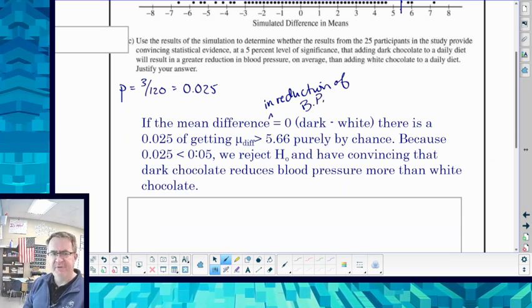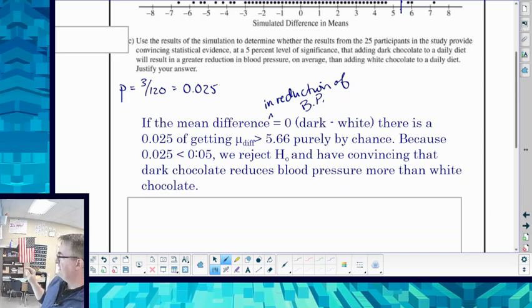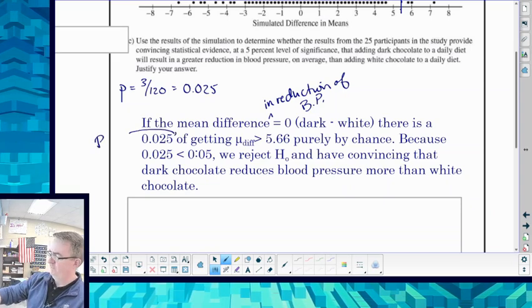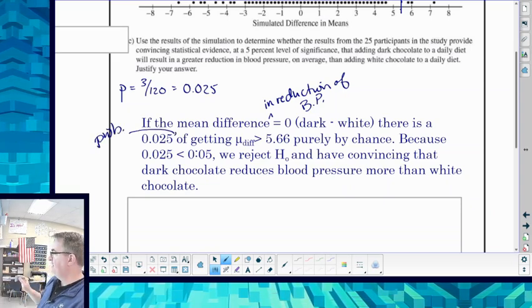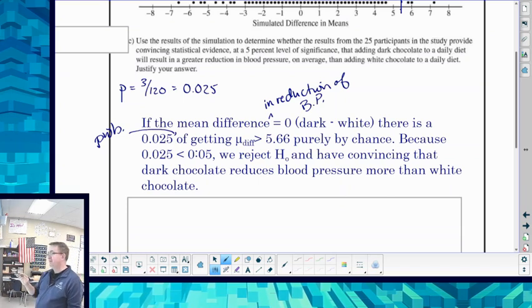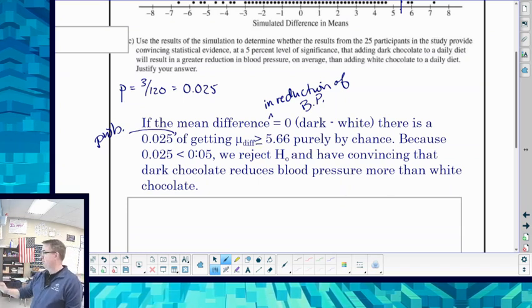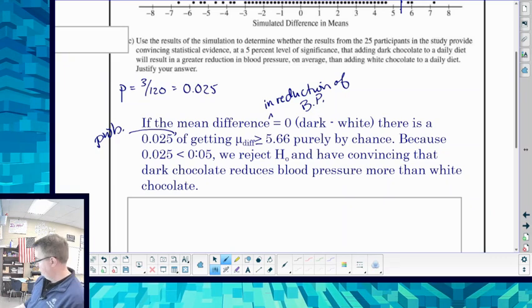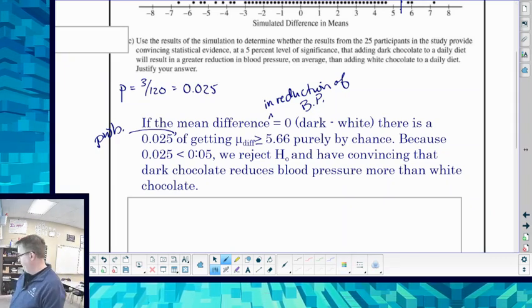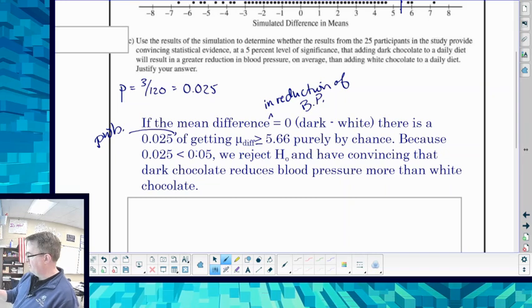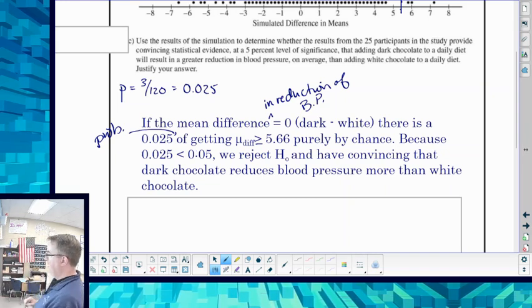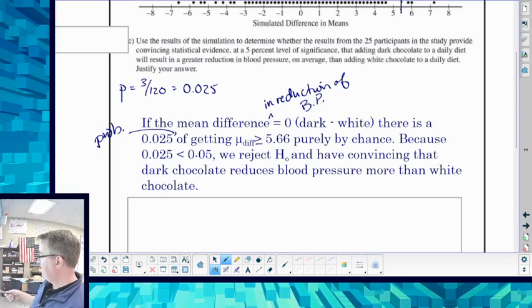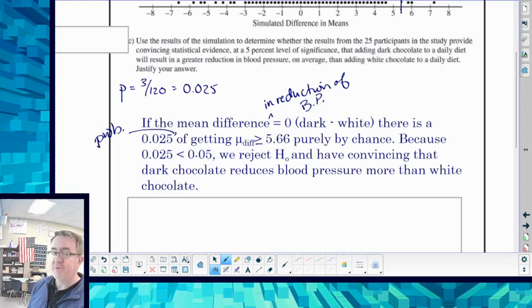We're kind of going through these a little bit fast in my class. My apologies. Dark minus white, there is a 0.025 probability of getting a mean difference of 5.66, or a mean difference greater than 5.66, we could even say equal to, purely by chance, because 0.025 is less than 0.05. We have convincing evidence, since we reject the null hypothesis, that dark chocolate does reduce blood pressure more than white chocolate.